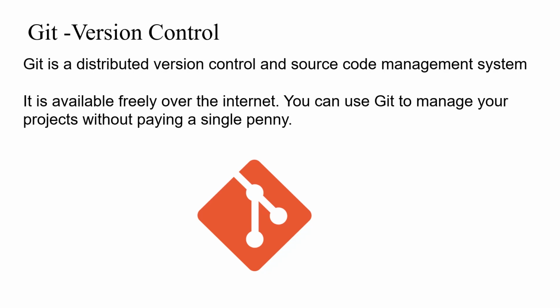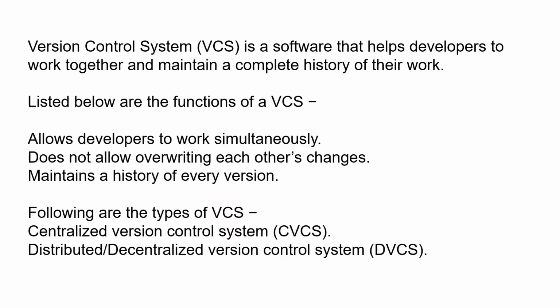Let's see what version control is, and we will see why we call this a distributed version control system. A version control system is software that helps developers to work together and maintain a complete history of their work. Let's say for example there are 5 to 6 team members. They have to work simultaneously together to achieve their task. It should be noted that none of their changes overwrite each other's changes. A version control system allows developers to work simultaneously, doesn't allow overwriting each other's changes, and maintains a history of versions. So maintaining a history of versions is very much important.